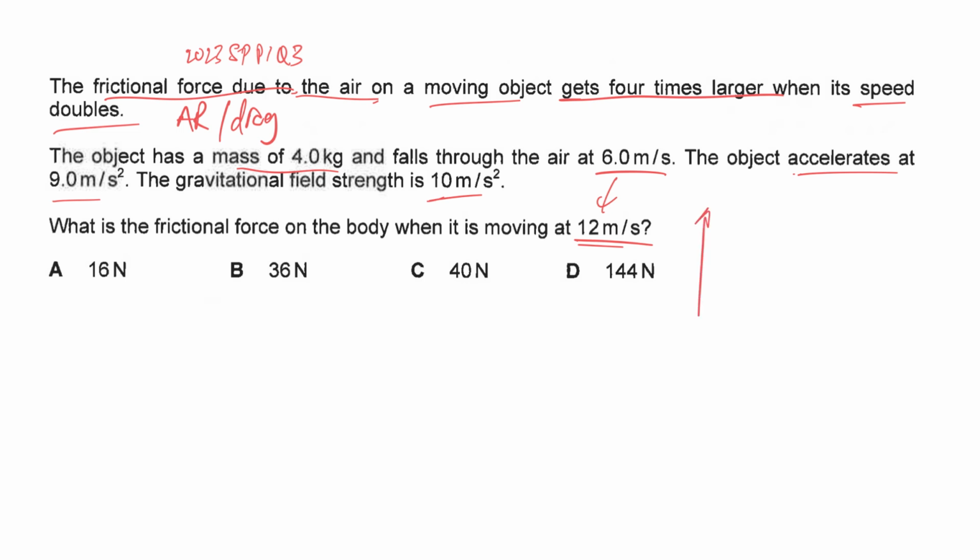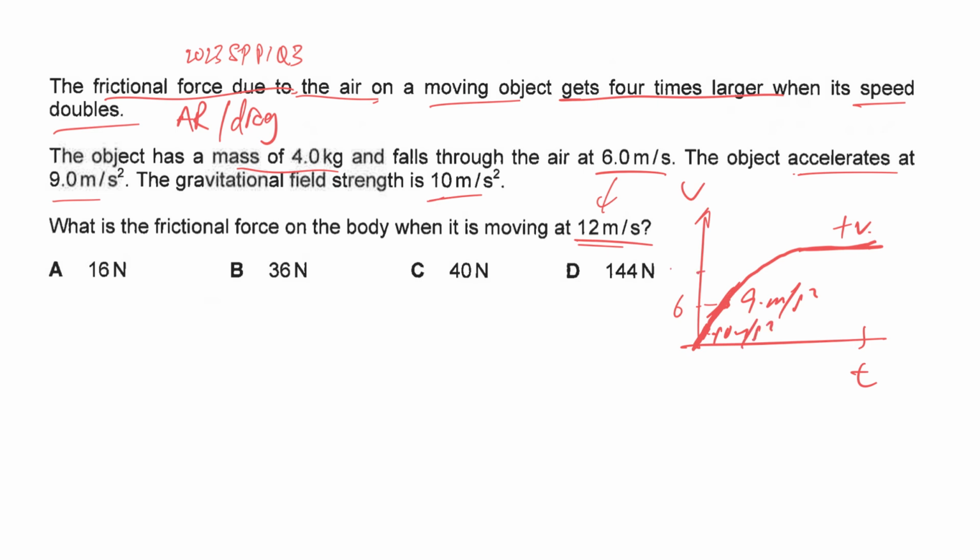Some students actually think of the speed-time graph, where this is the typical shape of an object falling with air resistance, which will eventually reach terminal velocity. So how do all the values relate to the graph? Let's say here is 6 meter per second and the acceleration here, due to the gradient here being less steep, is 9 meter per second square. And where's the 10? The 10 is the initial acceleration when you first release the ball. So over here is 10 meter per second square.